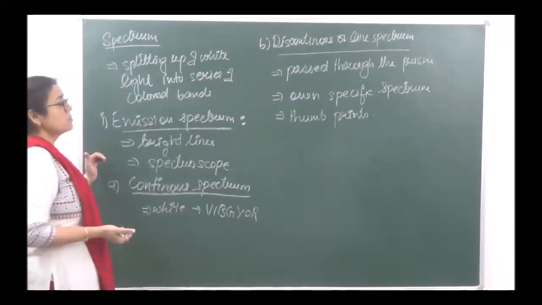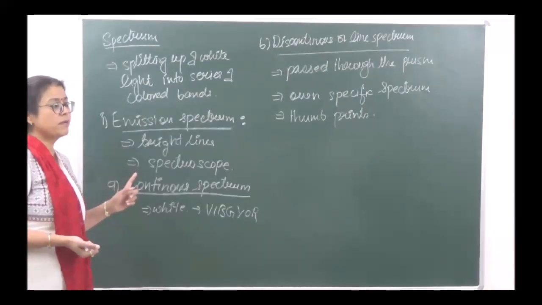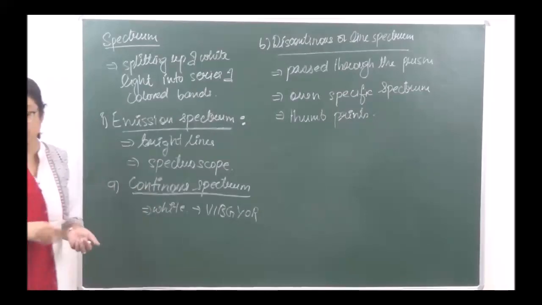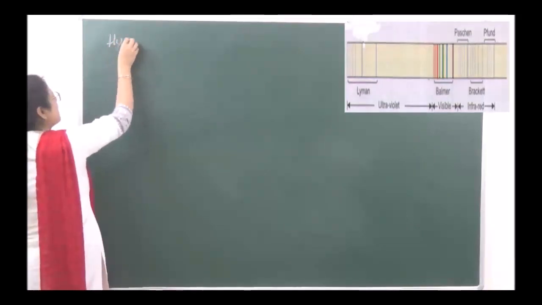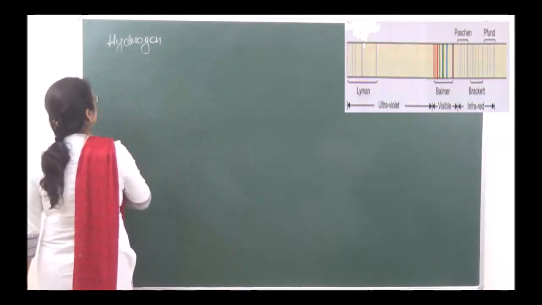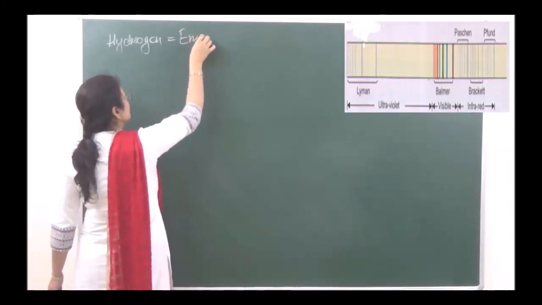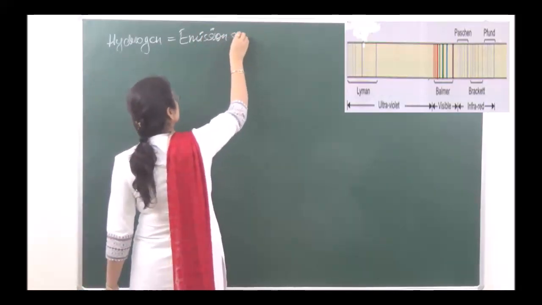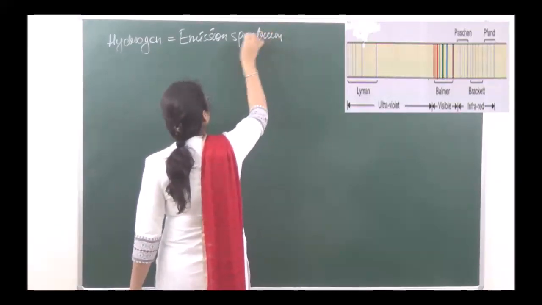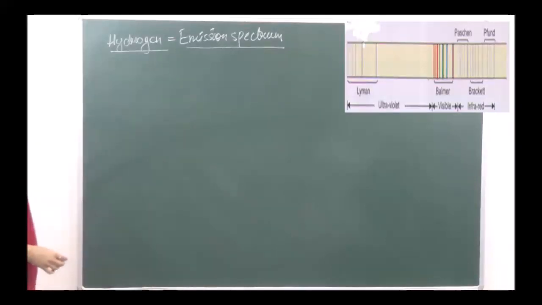A very good example of emission spectrum, the first emission spectrum which was studied, was that of hydrogen. So we will study today the spectrum of hydrogen, right? Hydrogen is an example of emission spectrum. As I just told you, it was one of the first spectra which was analyzed.